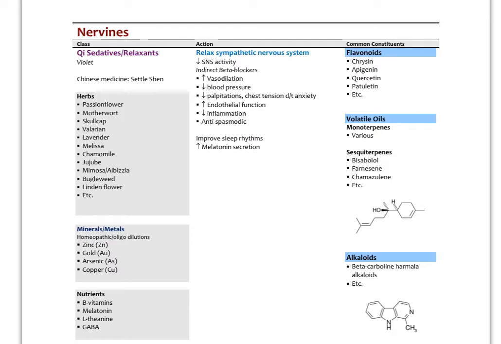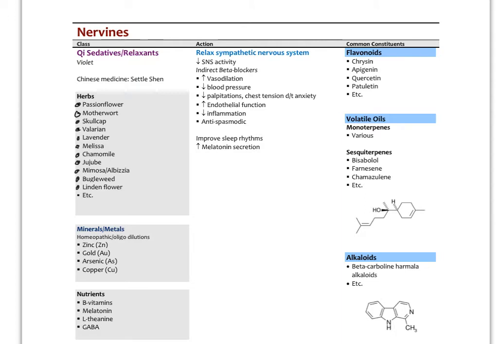Here I've just enclosed some tables of some of the herbs. This would all be, again, level 2 therapies to address the functional adrenal disorders, and the classic nervines to address the alarm stage. So passiflora, motherwort, skullcap, valerian, lavender, melissa, chamomile, jujube, the albizia tree bark, bugleweed, linden flower, etc. So in your herbal studies, you've probably come across many of these nervines.